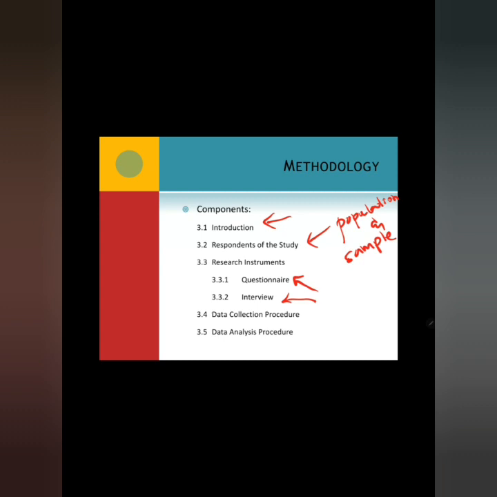All right, after that, the data collection procedure. How did you collect the data? And the data analysis procedure. How did you analyze the data? So here everything must be explained in detail. All right.